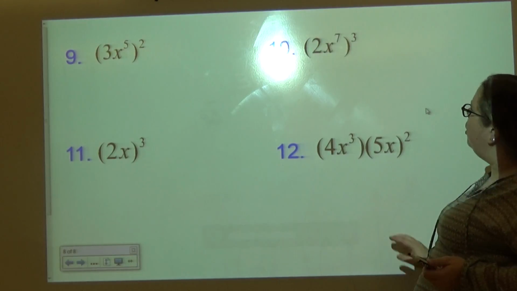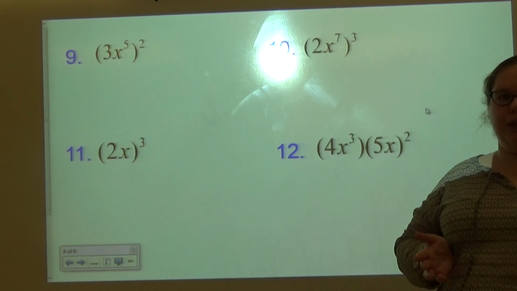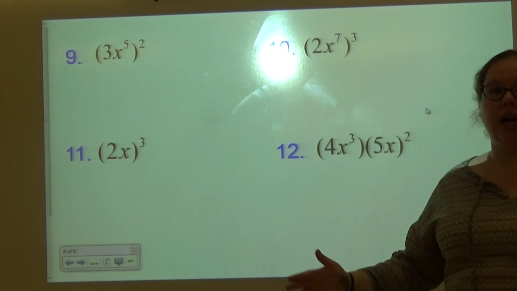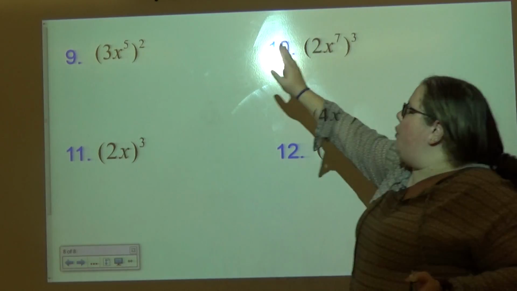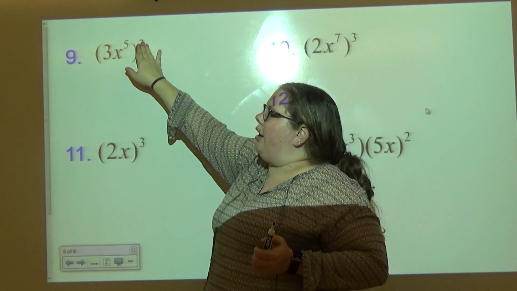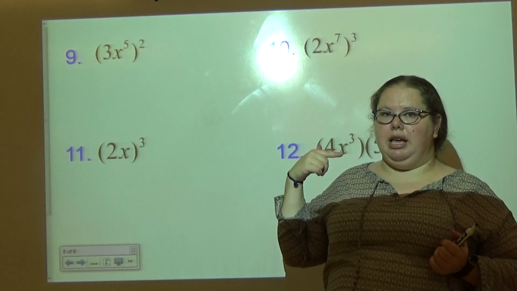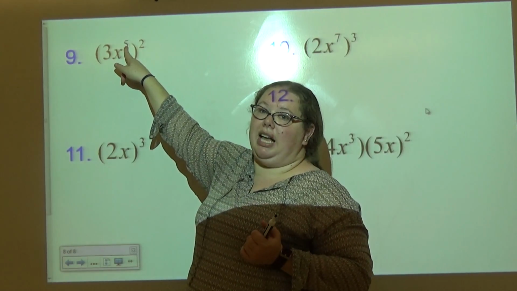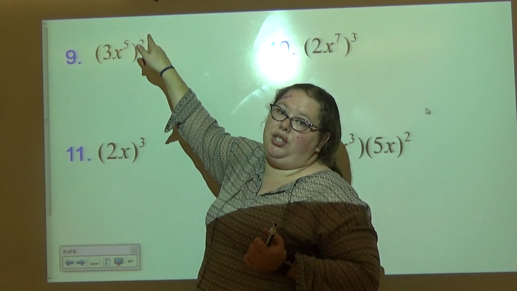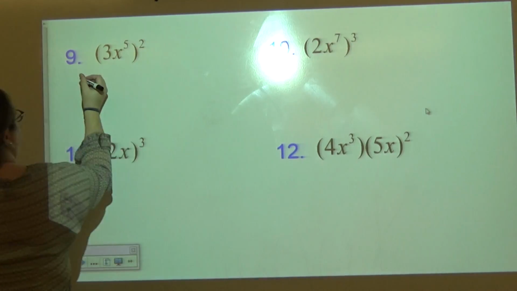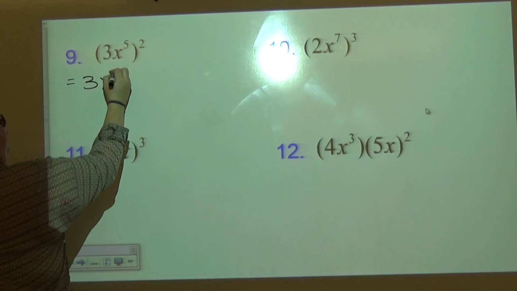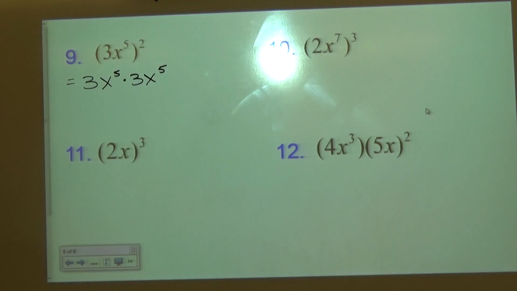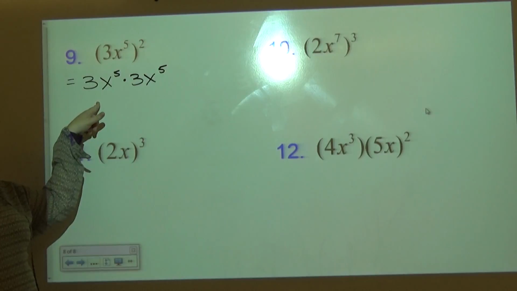Alright, so now notice we have multiple exponents in the problem. Think about what do I keep saying exponents are? It's repeated multiplication. So if I have 3x to the 5th squared, what does this mean to us? It means I'm multiplying 3x to the 5th times itself twice, because I have two things being multiplied. So I'm going to rewrite this as 3x to the 5th times 3x to the 5th. My repeated multiplication are those two.